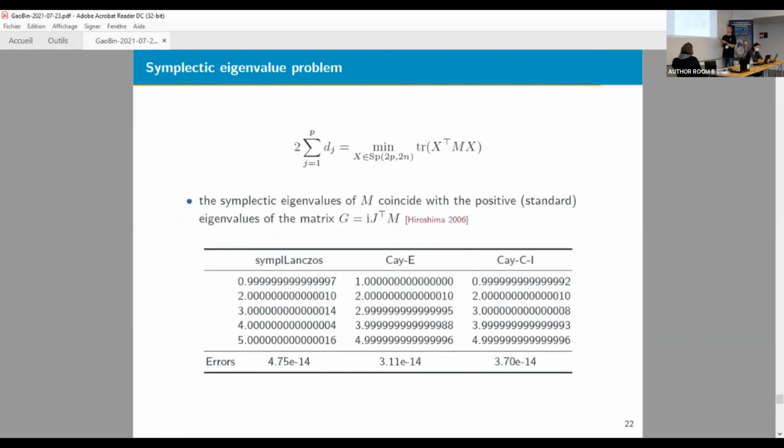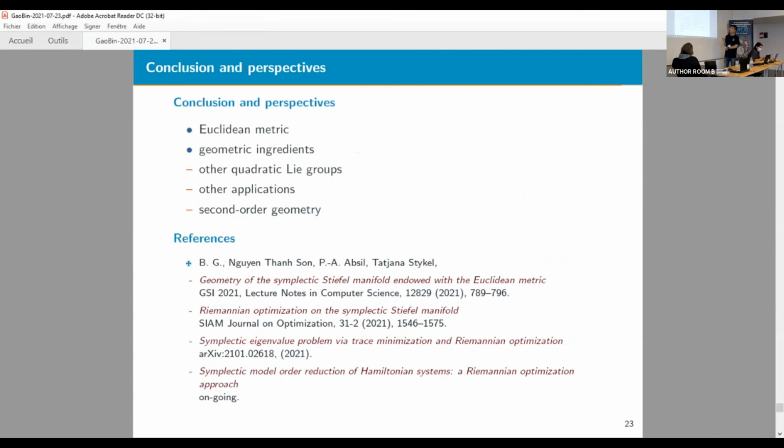I think I have one application here. If you consider the eigenvalue problem, you can see if you use the Lowdin-Schulz method, symplectic Lowdin-Schulz method, and if you use our method with different metrics, you can get very comparable singular eigenvalues. Okay, I think I will stop my talk here.